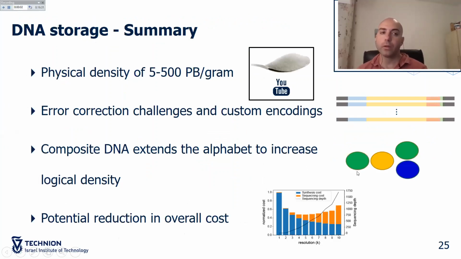So to sum up, we saw that DNA storage can have very high physical density. We showed that we have to use specific error correction codes for DNA storage. We described the composite DNA approach to extend the alphabet and increase the density, and discussed a little bit about the potential cost reductions.